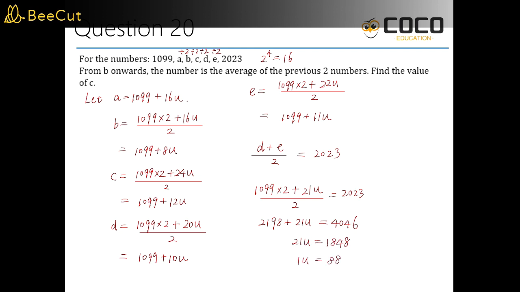Find the value of C. So C is 1099 plus 12U, so plus 12 times 88. We find out the sum is 2155. That's the answer for question 20.